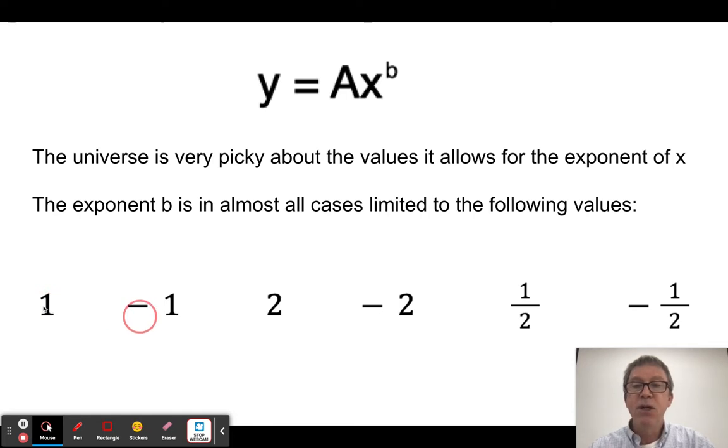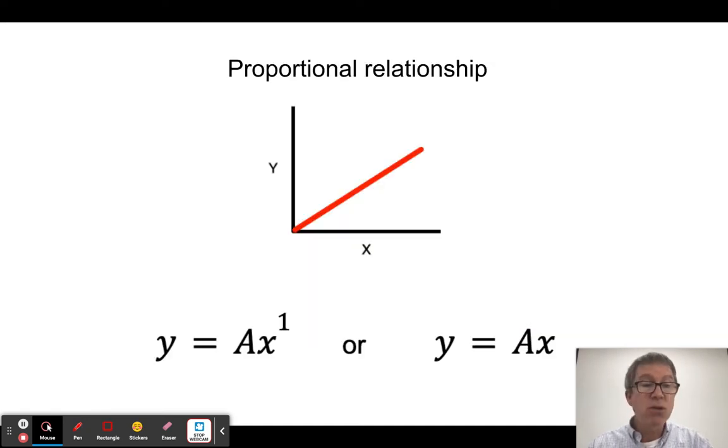We're going to have 1 or negative 1. And keep in mind, an exponent of negative 1 just means the reciprocal. It's going to be raised to the power of 2 or negative 2, or 1/2, which is the same thing as saying square root, or negative 1/2, the reciprocal of the square root. And that's it. Those are the only relations we're ever going to get. So let's look at this first one here.